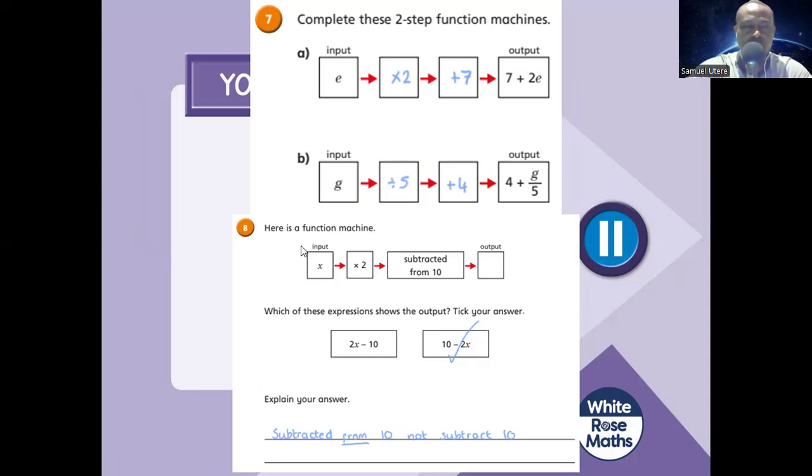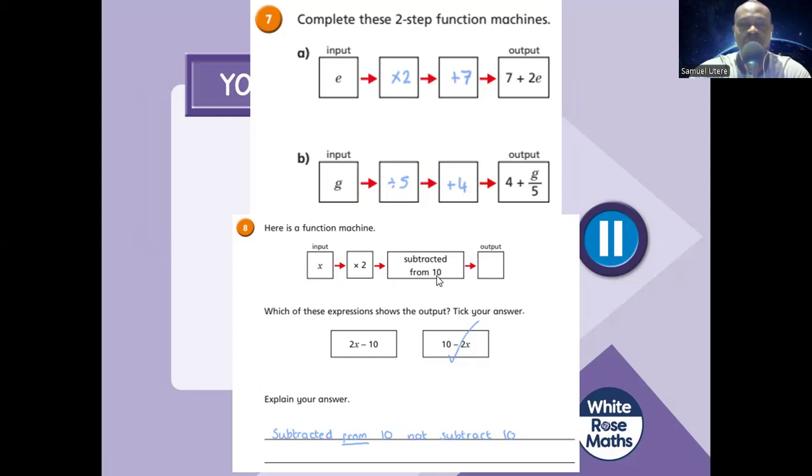And then here you're asked, here is a function machine. Which of these expressions shows the output? Tick your answer. Okay, so you can see here x will be multiplied by 2, then subtracted from 10. Okay, subtracted from 10. So it's important you read questions properly.